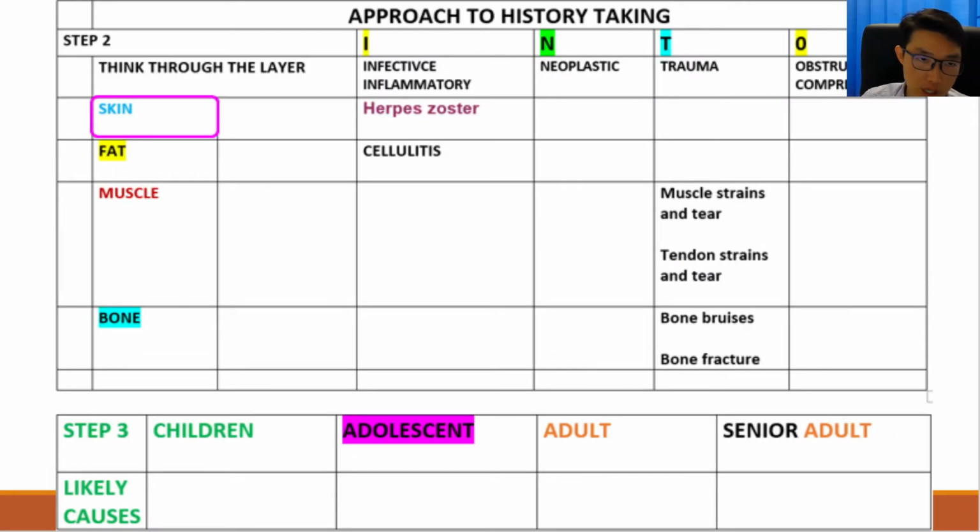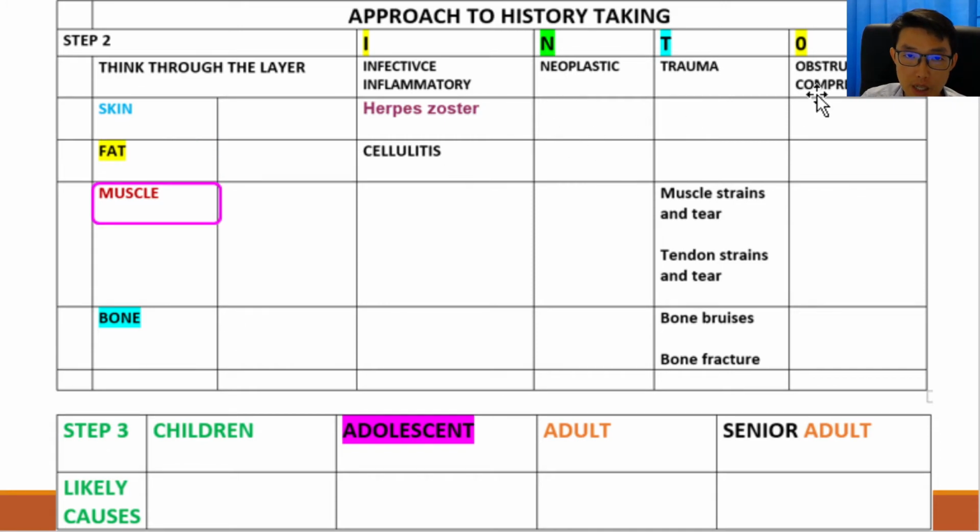So other than those internal organs that we talked about early on, you have also to think about the different layers of the body. We can go from the external layer, which is the skin. Some people present with herpes zoster, which can present with chest pain. And cellulitis, which is an infection of the skin that has spread into the fat layer, can also present with chest pain if it happens on the chest.